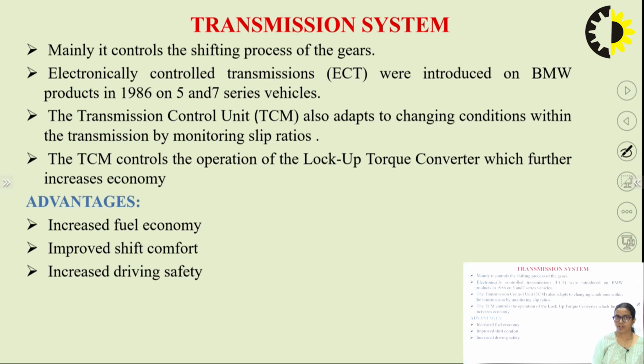Electronically controlled transmissions, that is known as ECT, were introduced on BMW products in 1986 on 5 and 7 series vehicles. The transmission control unit also adapts to changing conditions within the transmission by monitoring slip ratios. The TCM controls the operation of the lockup torque converter, which further increases economy. There are some advantages of this system: increased fuel economy, improved shift comfort, increased driving safety.